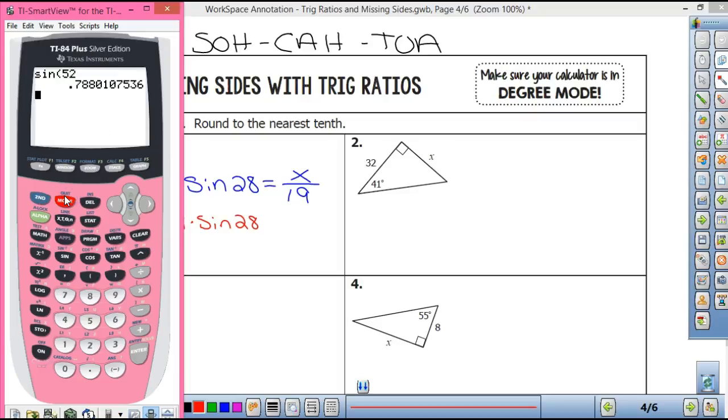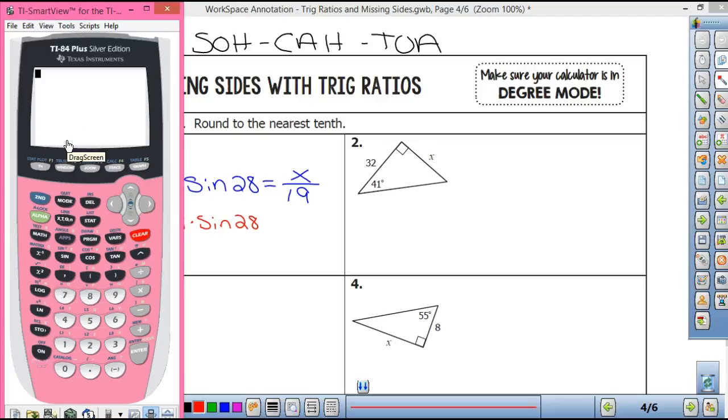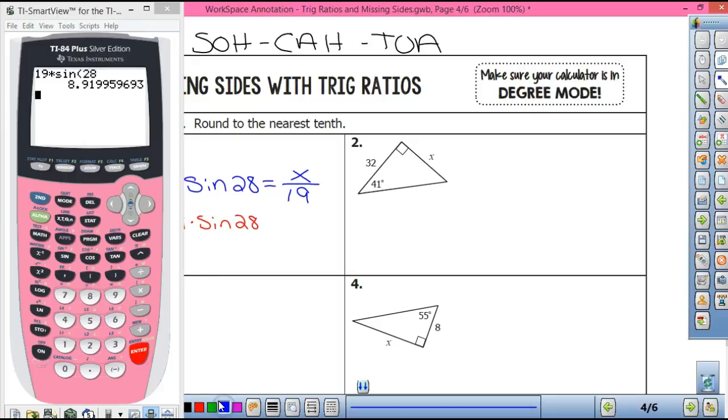All right, so we are going to enter this as what? What am I multiplying? So we're going to go 19 times sine. Remember it's sine, we're not sitting. No sitting. Sine of 28. Hit enter. And we're going to round everything to the nearest tenth today. X equals 8.9.